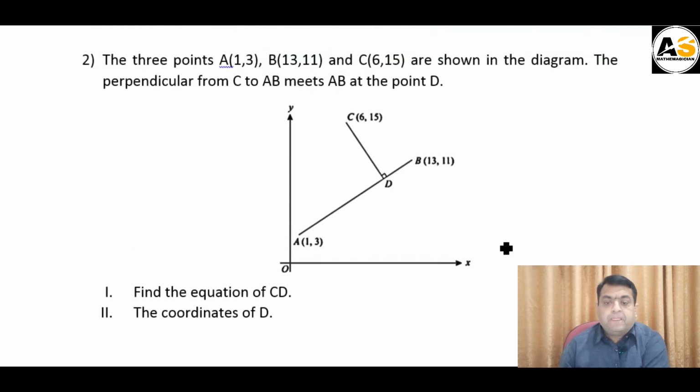See this question. We are given 3 points: A is (3, 1), B is (13, 11), and C is (6, 15). They are shown in the diagram, and it is also given that the perpendicular from C to AB meets AB at D. We have to find the equation of CD and the coordinates of D.